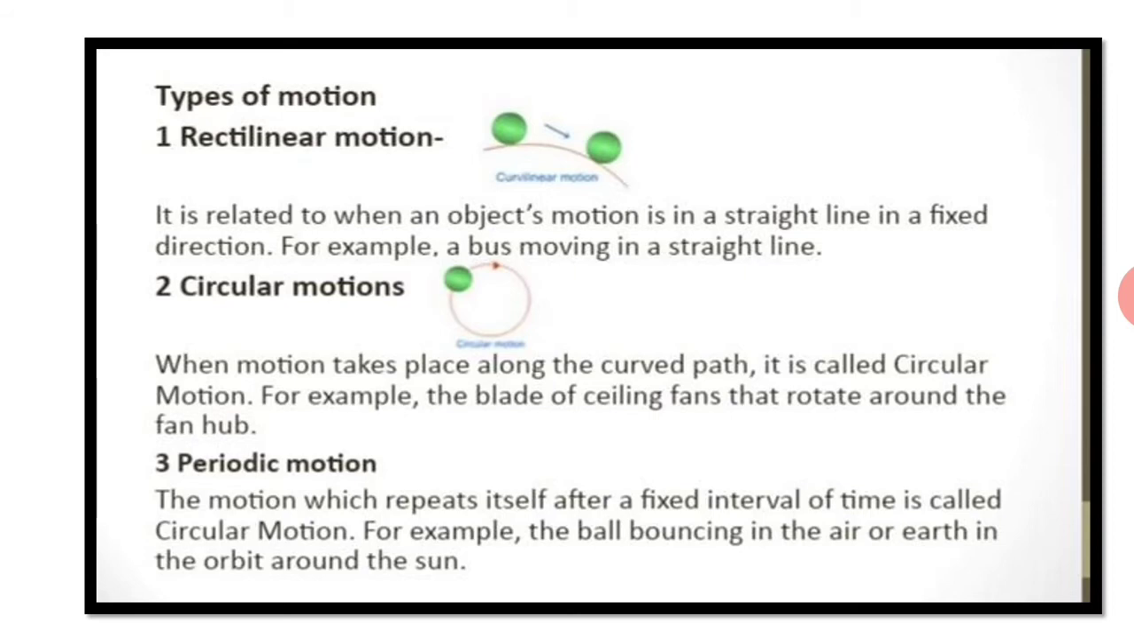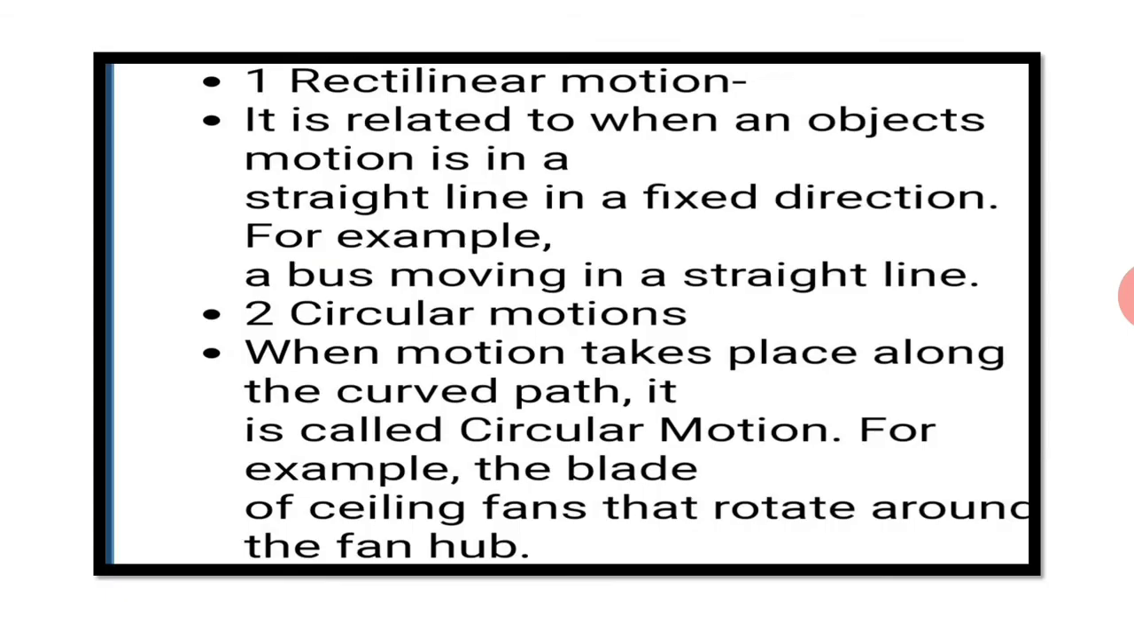Then there is circular motion. When the motion takes place along a circular path, it is called circular motion. For example, the blade of the ceiling fan that rotates around the fan hub. Then there is periodic motion. The motion which repeats itself after a fixed interval of time is called periodic motion. For example, a ball bouncing, or the earth in its orbit around the sun. One by one we will discuss it in detail.